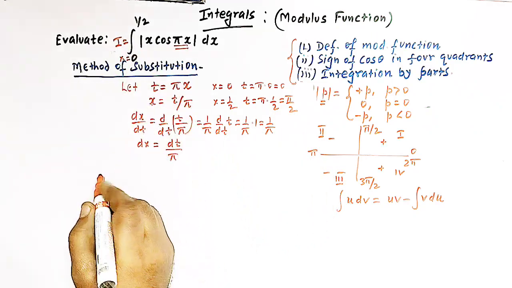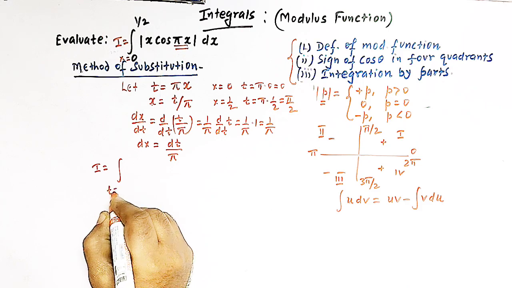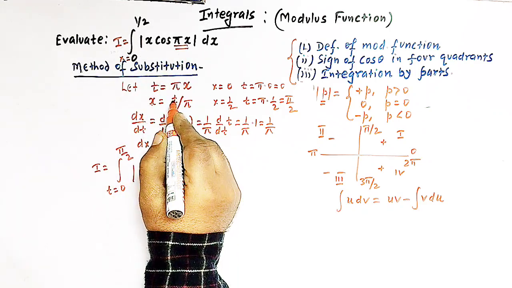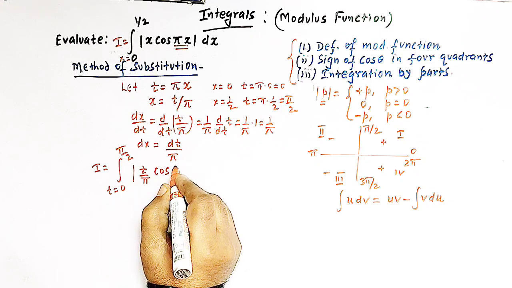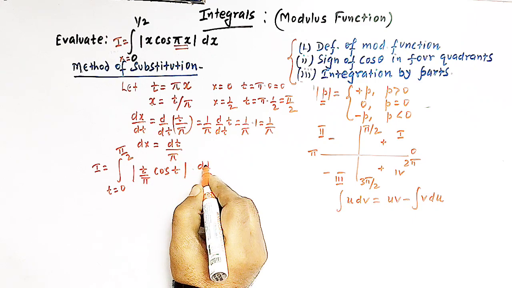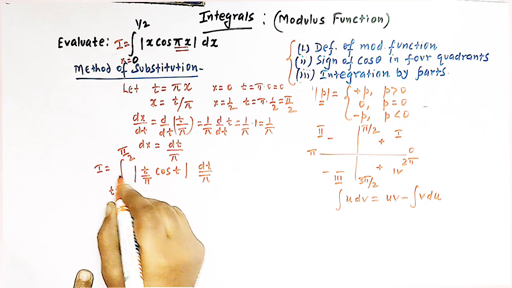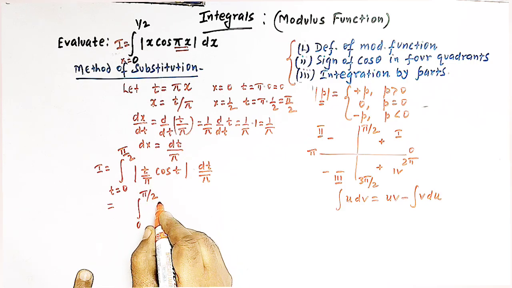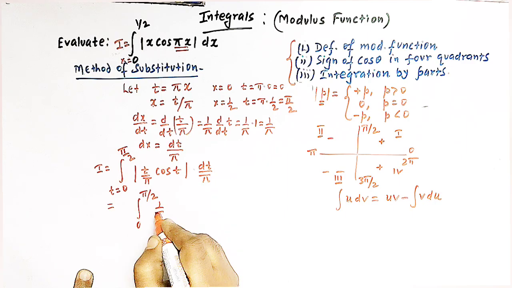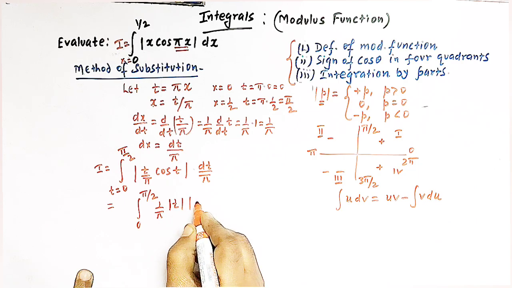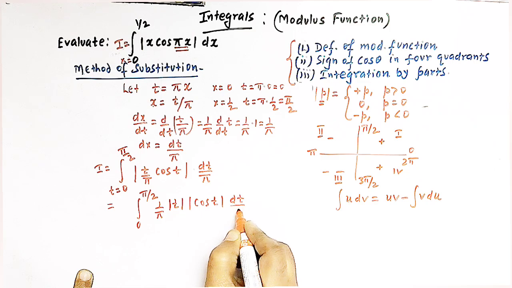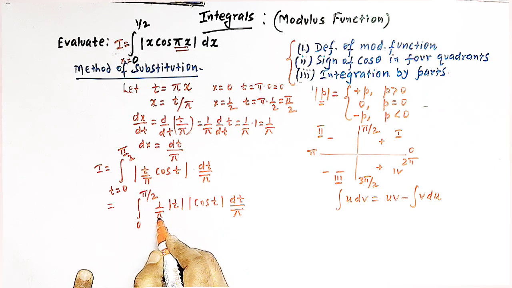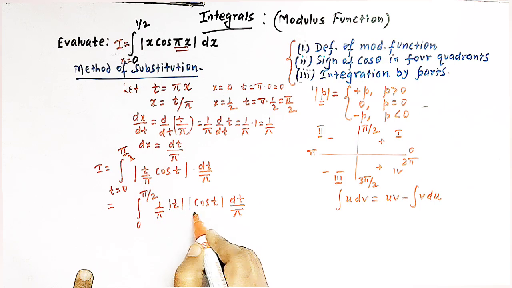So let us now write this integral I in terms of t. So we have here t from 0 to pi by 2, and then we have mod of x times cosine pi x. So x is t over pi, and then we have cos of t, and then dx is dt over pi. So now we can write this integral as 0 to pi over 2, and here we have mod of t over pi cos t, right? So we can take 1 over pi, that is mod of 1 over pi is simply 1 over pi, and then we have mod of t, and then we have mod of cos t, and here we have dt over pi, right? So here we have written this mod function as mod of 1 over pi, that is simply 1 over pi, and mod of t times mod of cosine t.